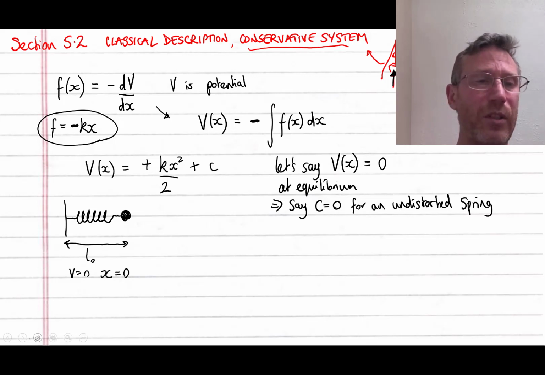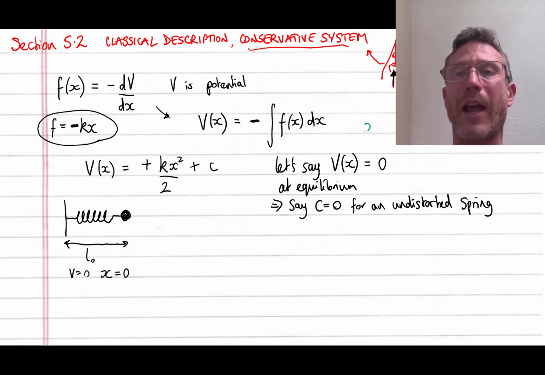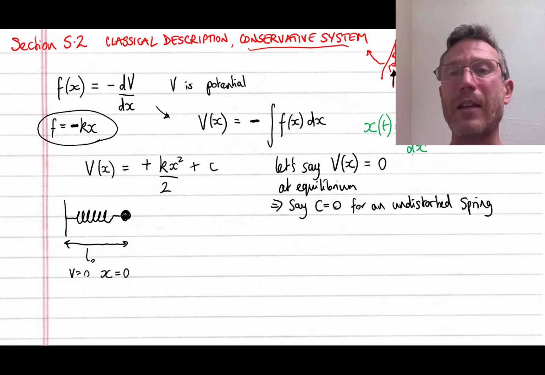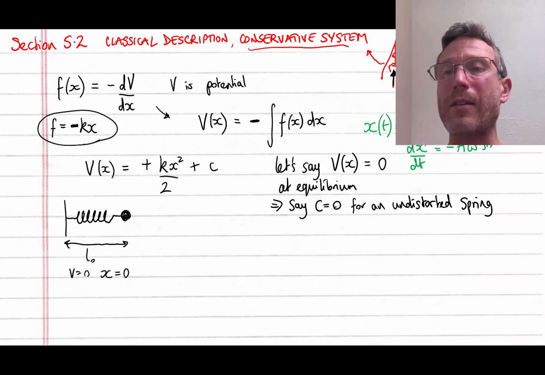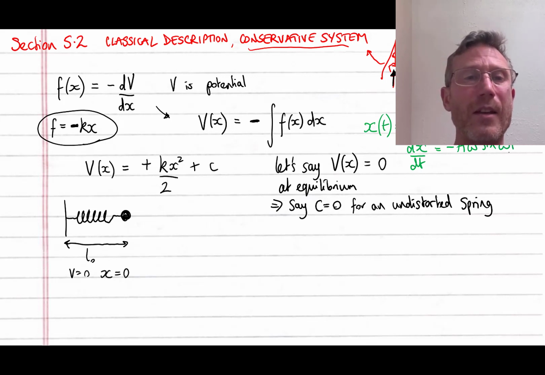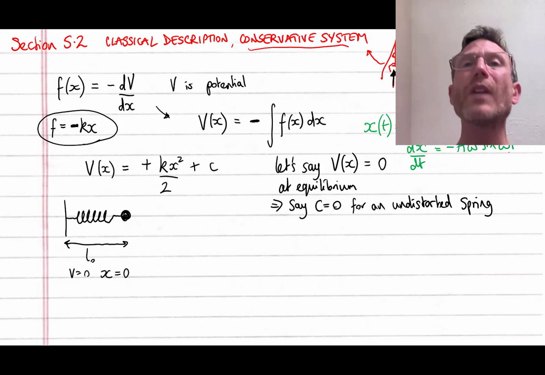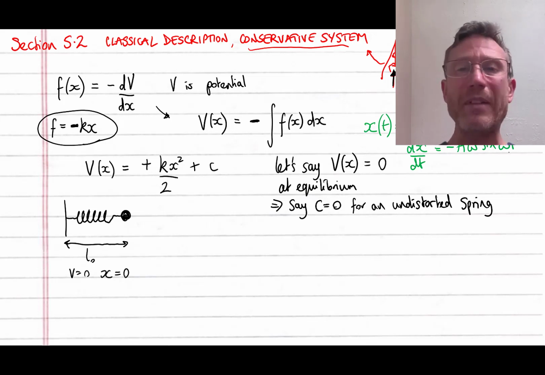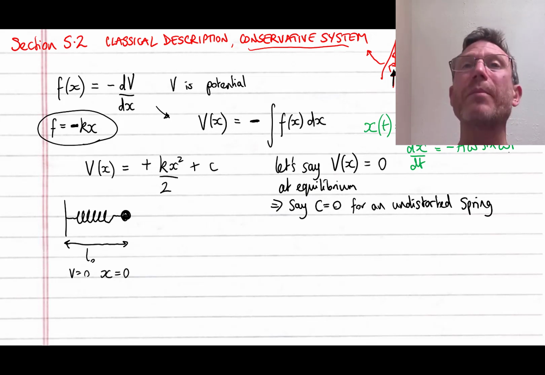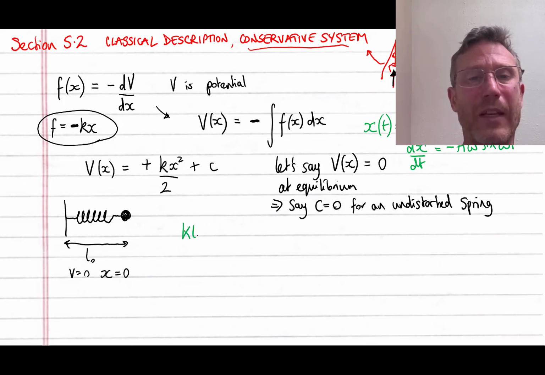Let's remind ourselves of the solution that we have from the previous slide. So of course we've got x of t is equal to a cosine omega t. We can also write down here dx by dt, and that's going to be equal to minus a omega sine omega t. Okay, so that's going to be important.